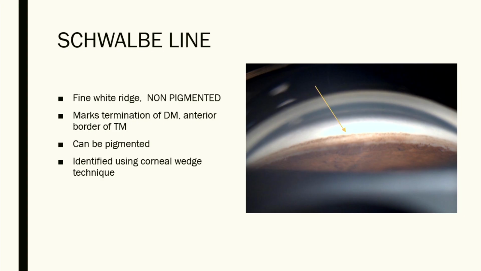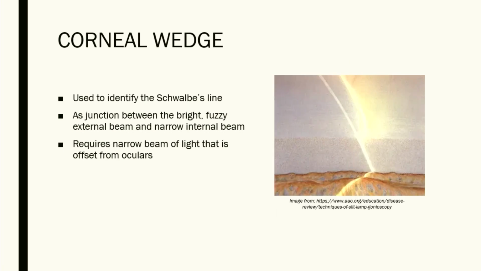It is identified using a technique called the corneal wedge technique. In the corneal wedge technique, you see the junction between the two beams of light. You have an outer beam of light which is bright and fuzzy, and you have an inner thin beam of light. The junction where these two meet is going to give you the location of the Schwalbe's line. However, when you're doing this, it requires a very thin and narrow beam of light, and it requires the oculus to be a little offset.